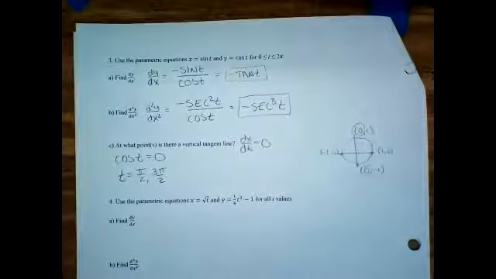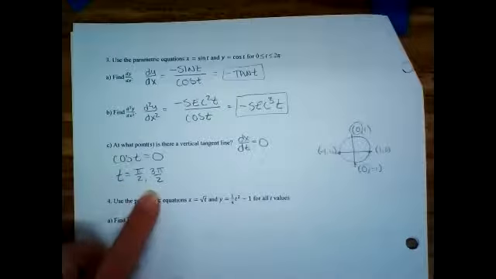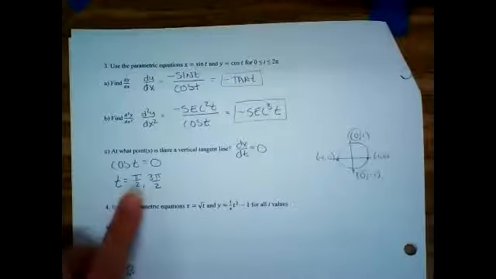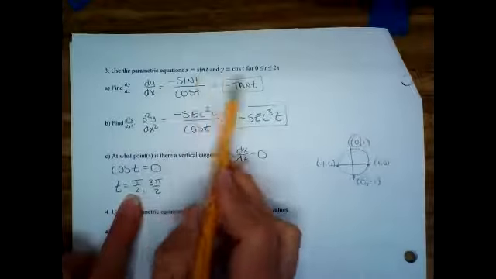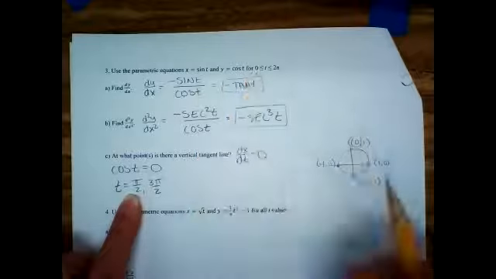I think that is all that one asked for. Oh no, it says at what points. We didn't actually find the points yet. We found the t value. So we need to find the coordinate points x, y. So we're going to have to plug these values back in up here to get the points, okay?